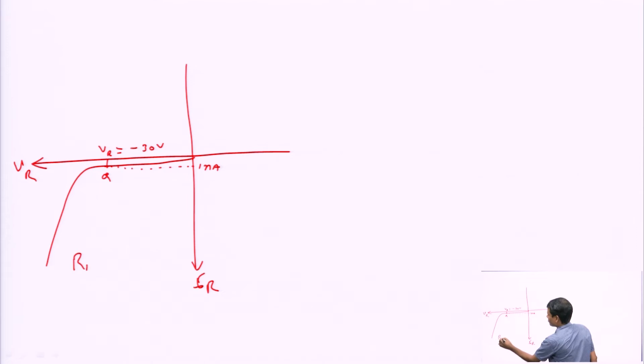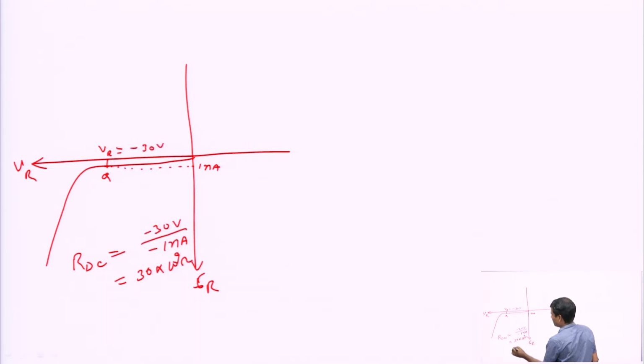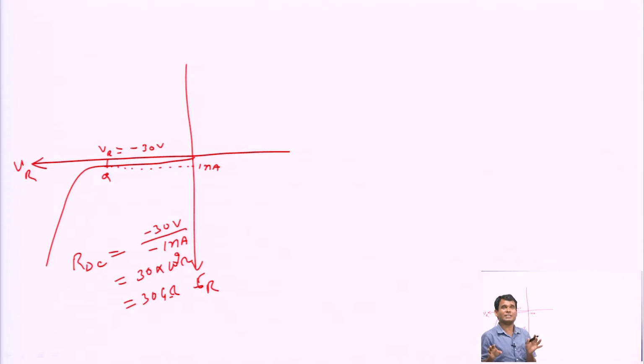RDC is defined as minus 30 volt upon minus 1 nanoampere. This is equal to 30 into 10 to the power 9 ohm. This means 30 giga ohm. Wow! The resistance is very high. In reverse bias, you can see that resistance is in the order of giga ohm. This means this is like an open circuit, infinite resistance.